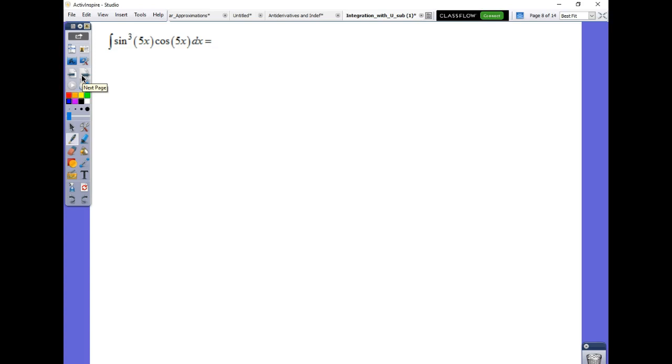Take a look at that problem: sine cubed 5x, cosine of 5x, dx. What do you think? There will never be a problem where I will give you two u's. Every problem should be done with a single u. Okay? How many people are going u equals 5x? Sounds pretty good. So what would du be? 5 dx. Okay, cool.